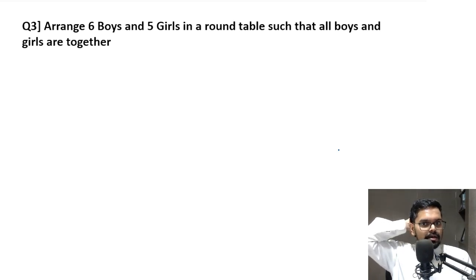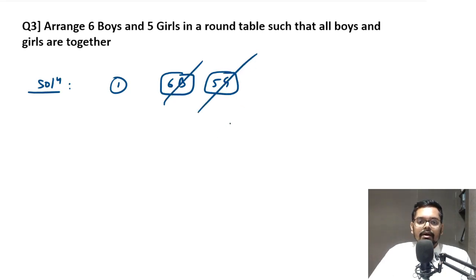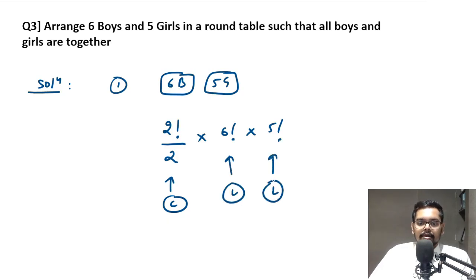Arrange 6 boys and 5 girls in a round table such that all boys and girls are together. Okay, all boys and girls are together. See, no need to make any diagrams and all these things. All boys together, so 6 boys inside a box. All girls together, 5 girls inside a box. Treat them as one player each, right? So 2 players can be arranged among themselves in 2 factorial by 2 because one time circular, and then use the linear arrangement concept. 6 boys 6 factorial and 5 girls 5 factorial. Okay, so linear arrangement style. So if you solve this, 2 factorial by 2 is 1 and the final answer is 6 factorial into 5 factorial.